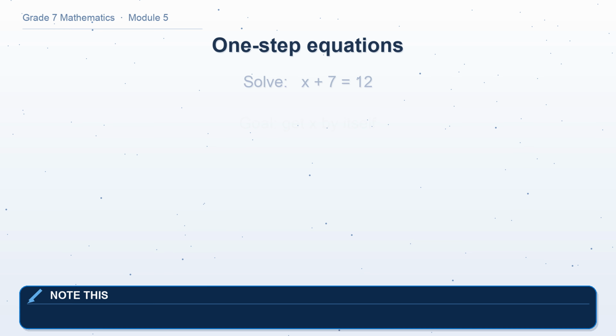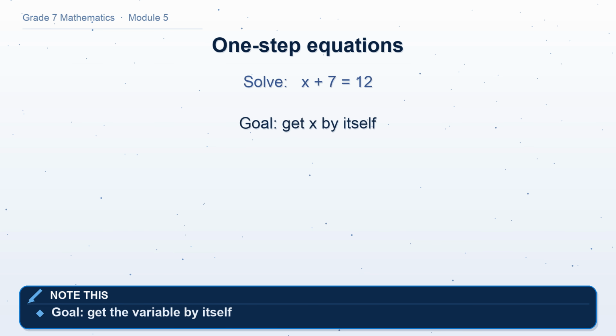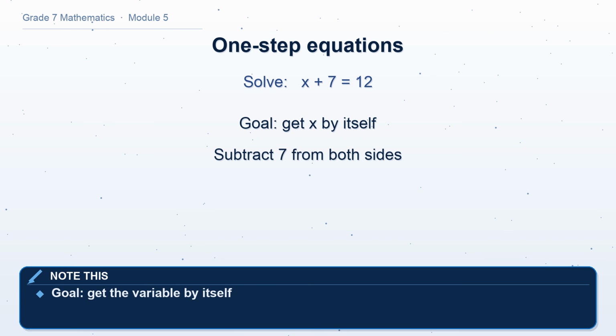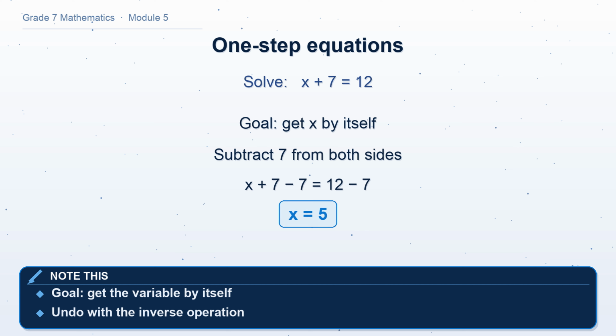A one-step equation takes a single move to solve. Solve x plus 7 equals 12. Our goal is always to get x by itself on one side. Right now 7 is added to x, so we undo that by subtracting 7 from both sides. On the left, x plus 7 minus 7 leaves just x. On the right, 12 minus 7 is 5. So x equals 5. We undo addition with subtraction, and we undo multiplication with division.